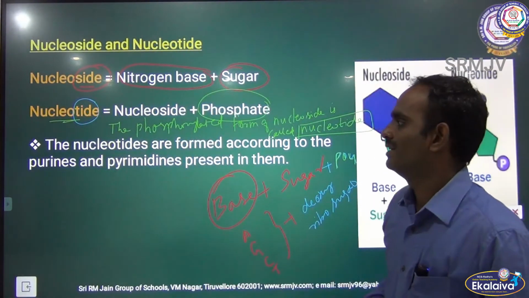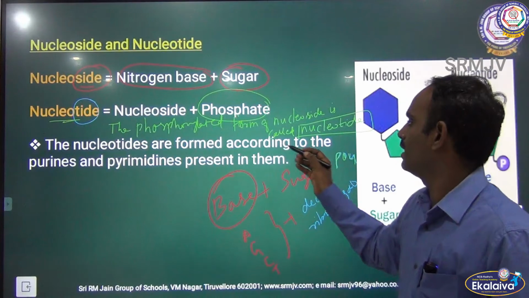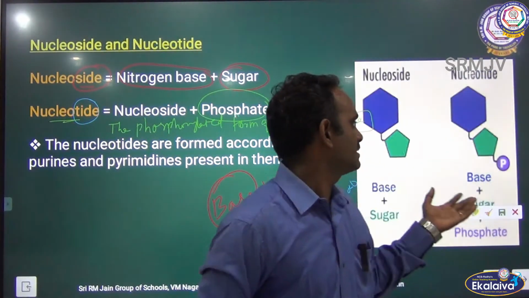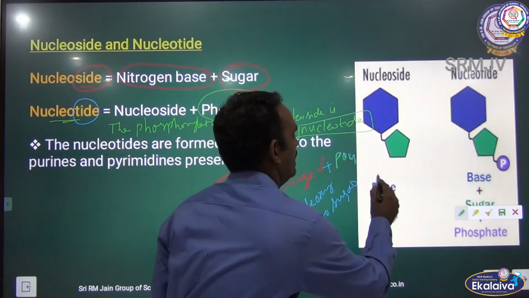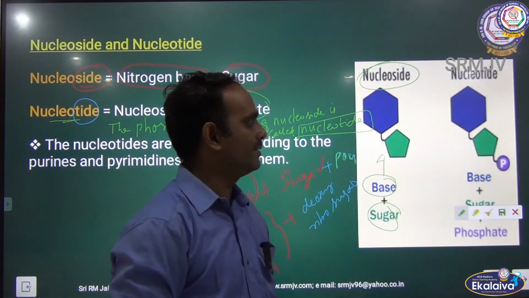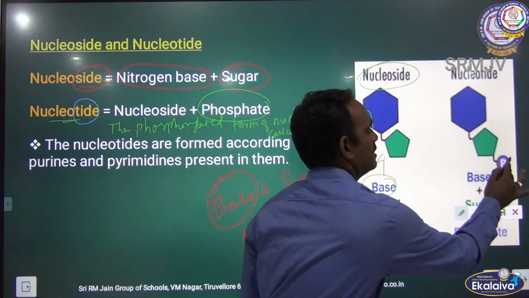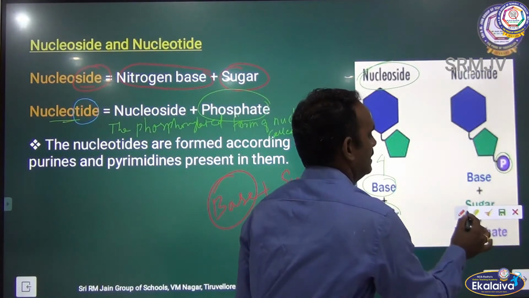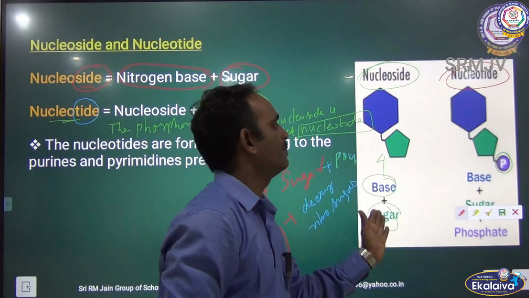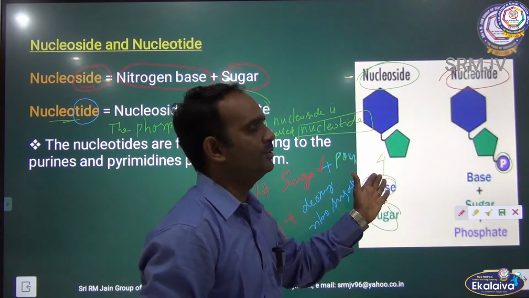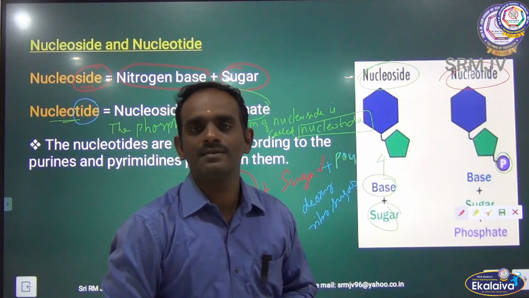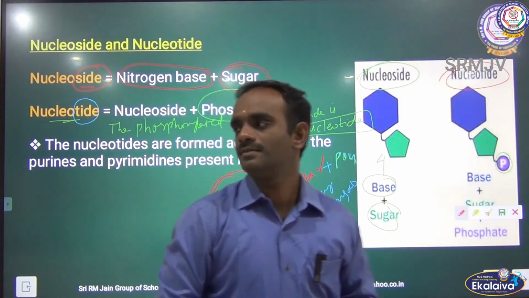That's all. The nucleotides are formed according to the purines and pyrimidines present in them. See the structure here, base and sugar gives nucleoside. In that, one extra phosphate is added, then it is said to be nucleotide. Okay, the phosphorylated form of nucleoside is called nucleotide. Can you understand this? Shall we move? Yes.